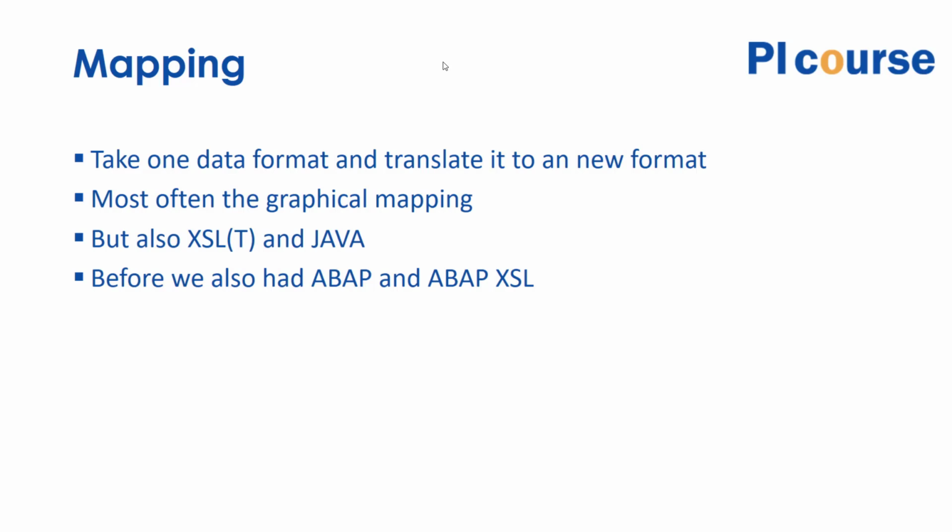Java also has some options for namespace conversion, stuff like that. In the dual stack environment, you had the option to have ABAP and ABAP XSL. But obviously, since the ABAP stack is going away, it doesn't really make a lot of sense to keep using it. And if you have them, you need to move away from them.